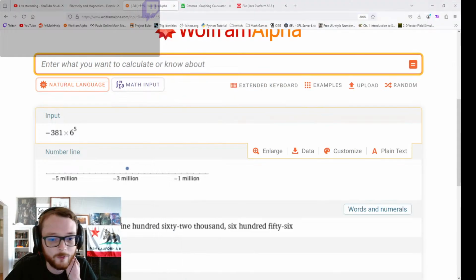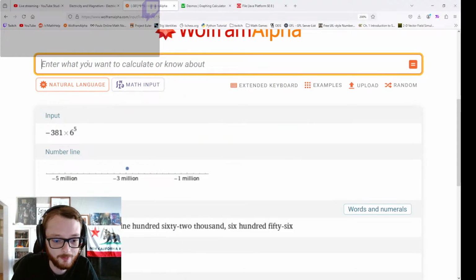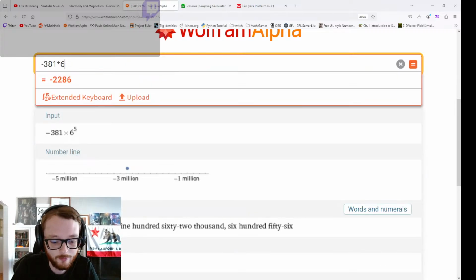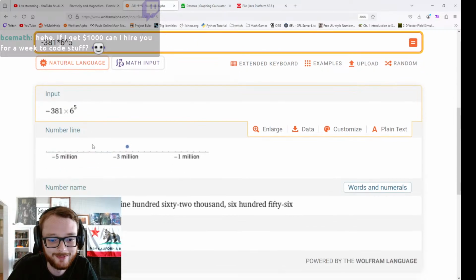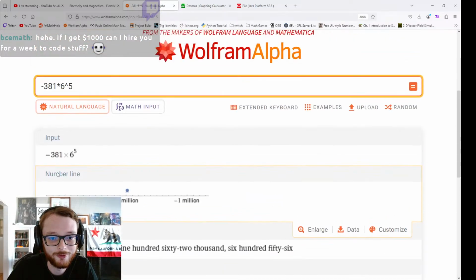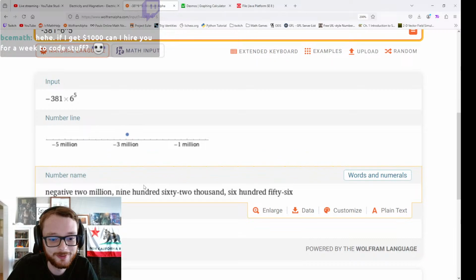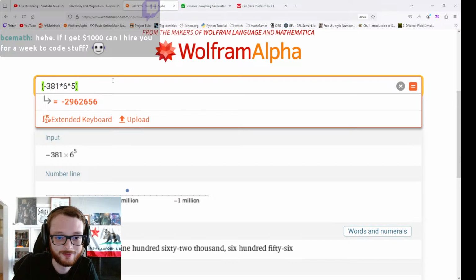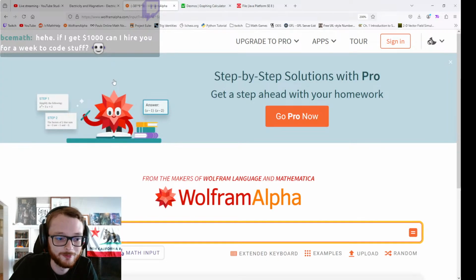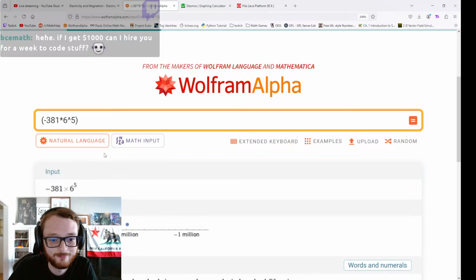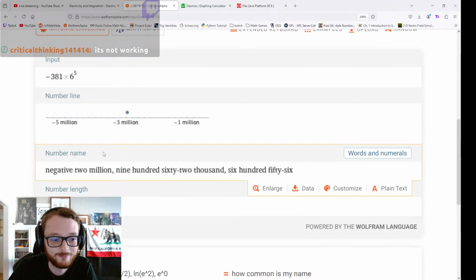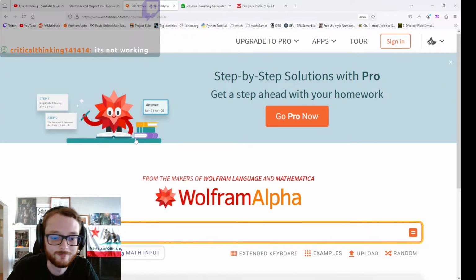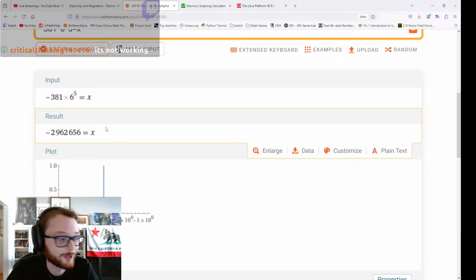Can I make Wolfram actually give me a number here, like -381? It's so annoying. Why would it not say the result in an actual number? How can I make it know that I want the actual thing? Okay, I cannot hit enter, but that's stupid. There, I can make it equal x.